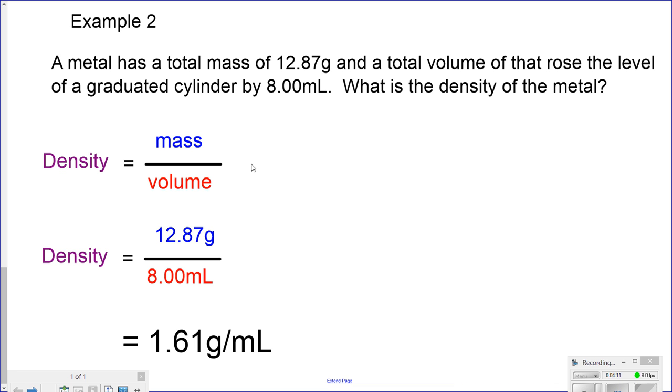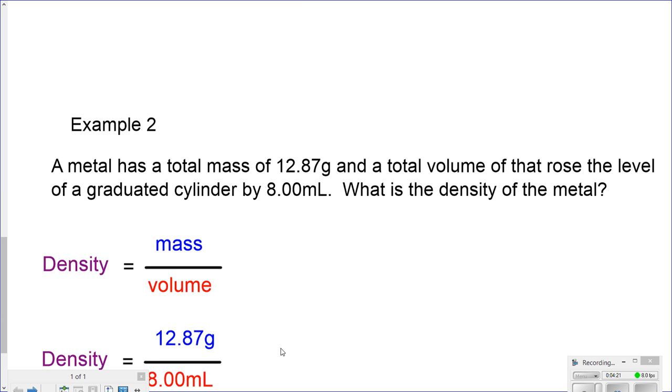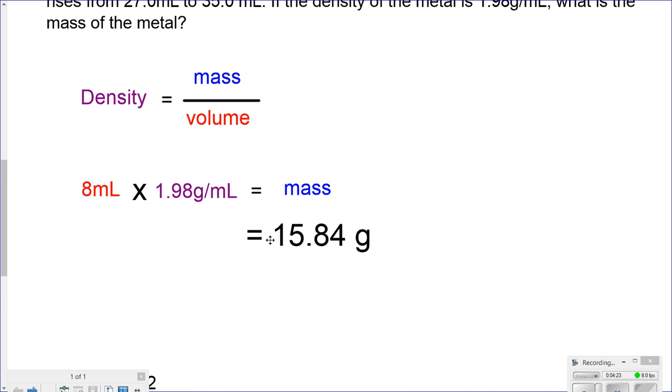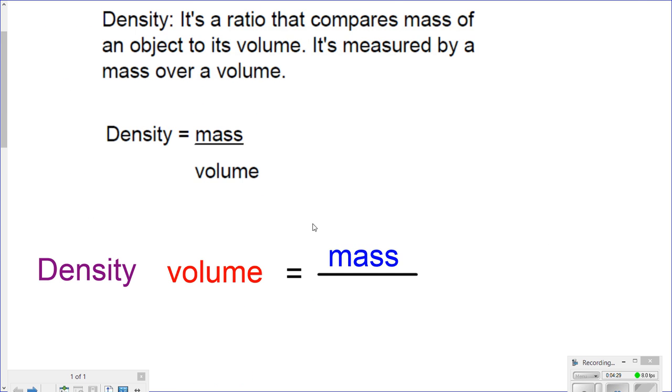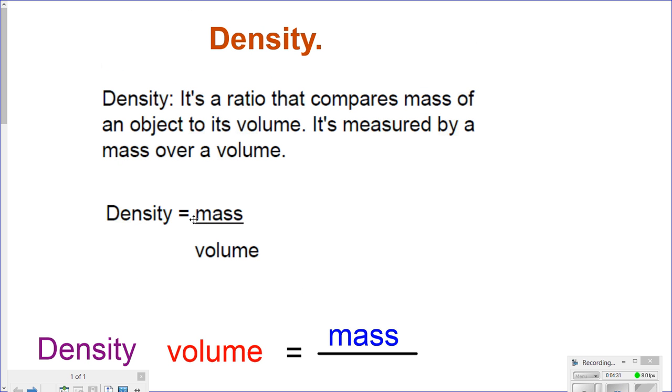The volume was 8 because it raised the water level by 8. The mass is given to me in grams, 12.87, in the sample. Therefore, the answer is in grams per milliliter, which is density. In Sample 1, the answer was in grams because milliliters cancel milliliters. That is a mass. And the original equation was density equals mass over volume. I hope this helps you out.